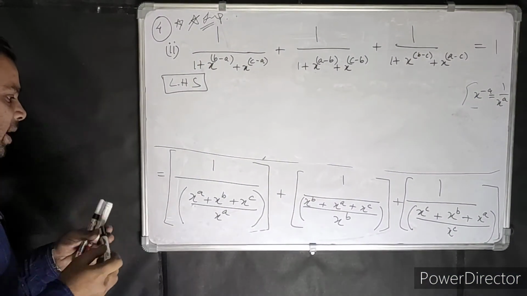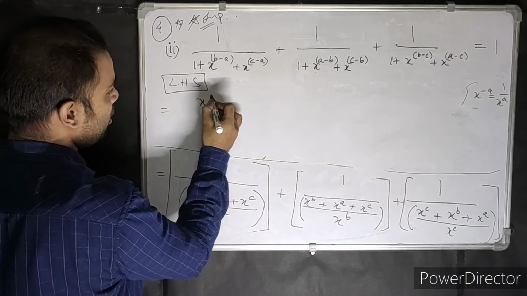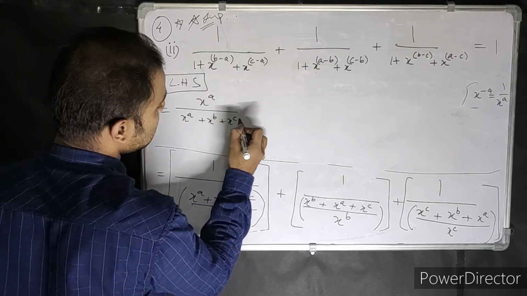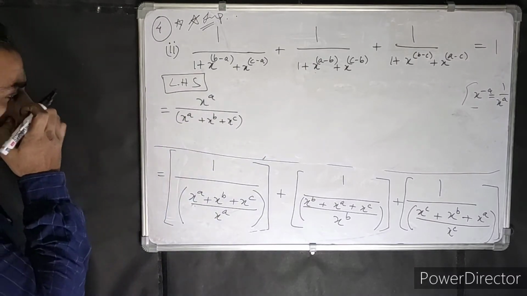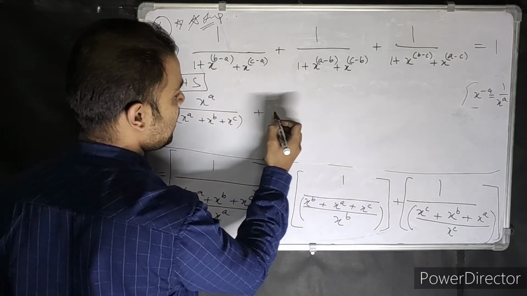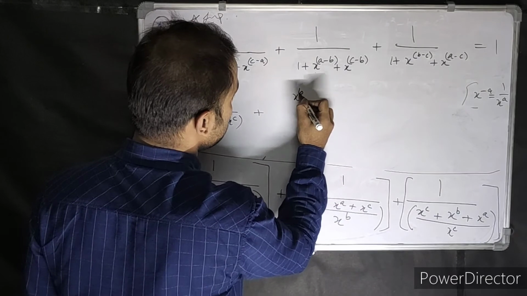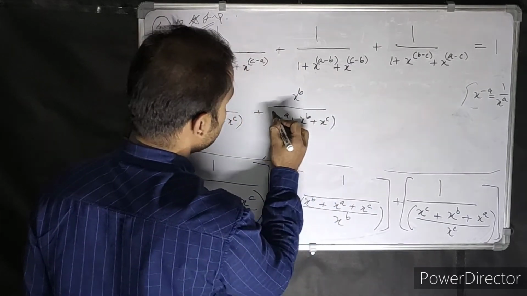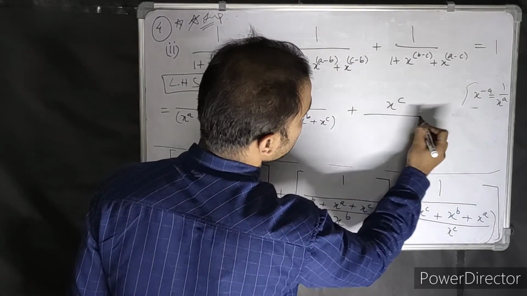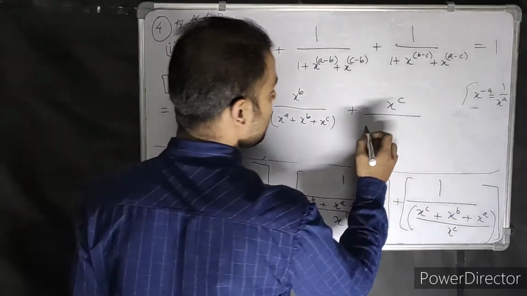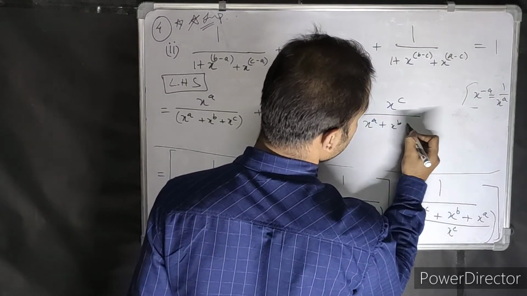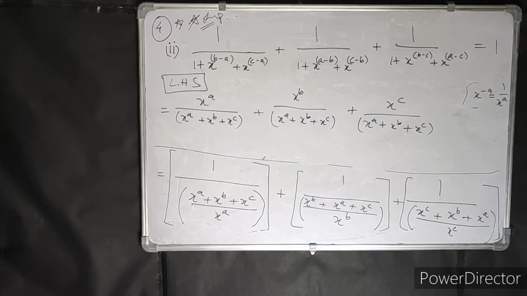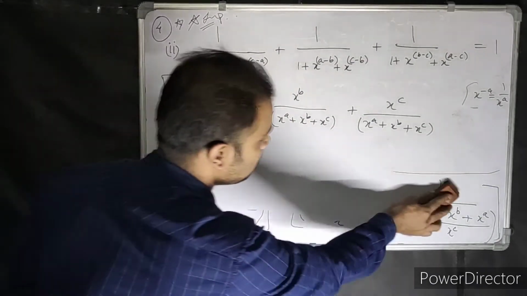Just put this up, x to the power a went up: x to the power a divided by x to the power a plus x to the power b plus x to the power c. Now these terms are all added, so you can write them in the same way every time. This is x to the power b, this is x to the power a plus x to the power b plus x to the power c. Again x to the power c. Now you don't even have to see this, you know what to do. X to the power a plus x to the power b plus x to the power c. There you go. Your question is more or less done. One more step and we get the answer.